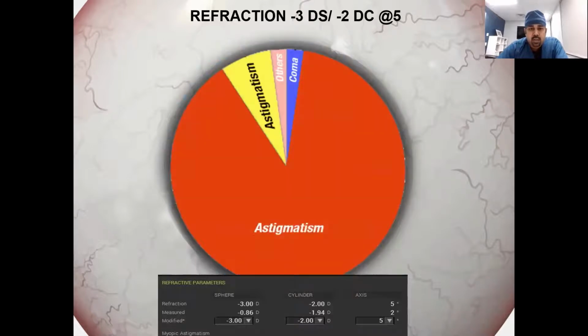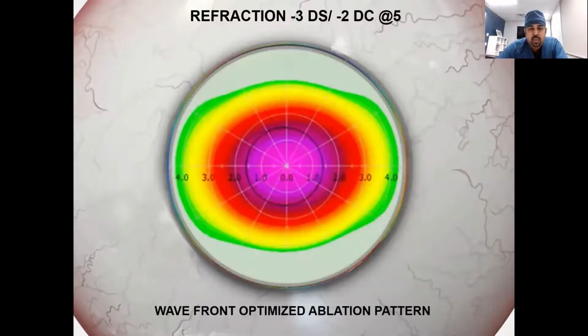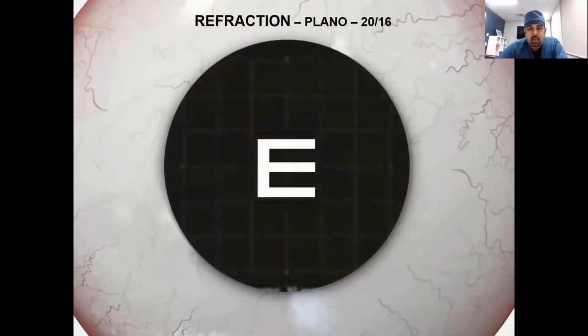If you look at the corneal aberrations of this patient, it is predominantly astigmatism, and the other aberrations are very minimal, though they are there. If you look at a wavefront optimized ablation pattern for this patient and treat them with it, you will get a perfect outcome of, say, 20/15 or 20/16.